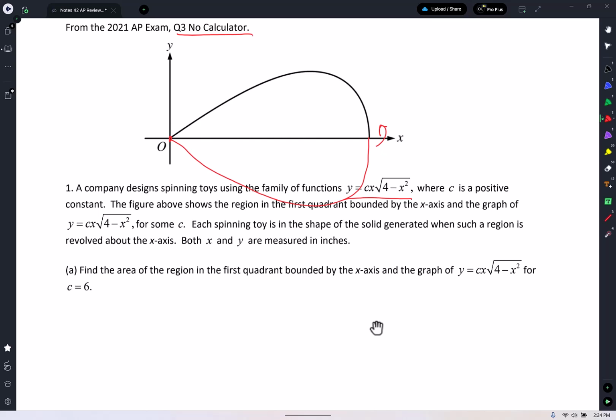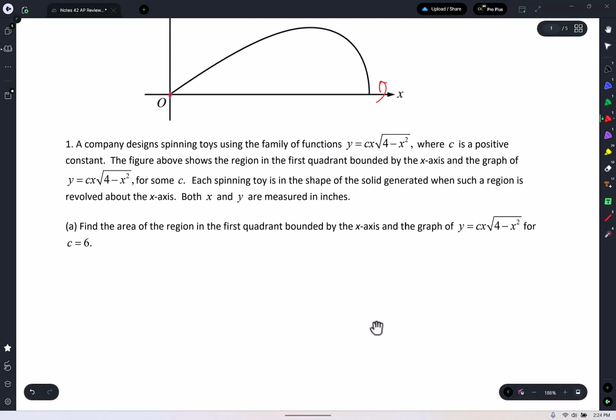All right, here we go. Each spinning toy, we already read that, right? Both x and y are measured in inches. Okay, let's see what it says. First question: find the area of the region in the first quadrant bounded by the x-axis and the graph y equals cx squared of 4 minus x squared for c equals 6.